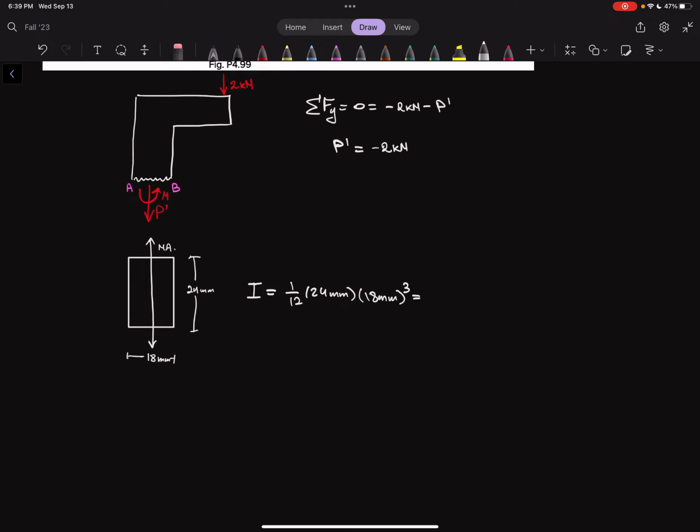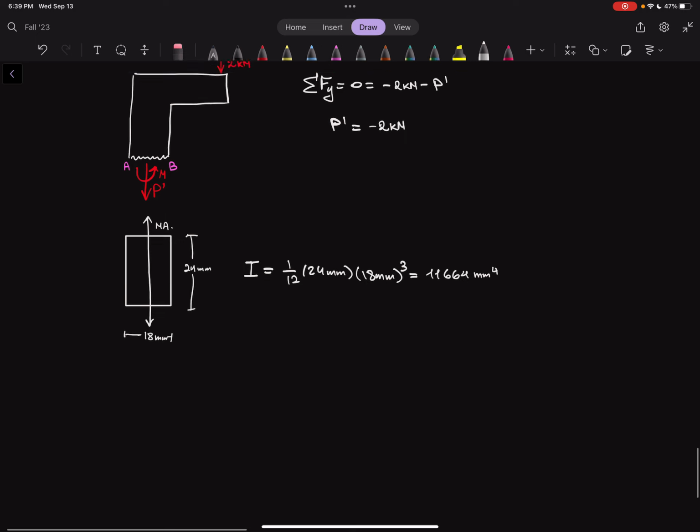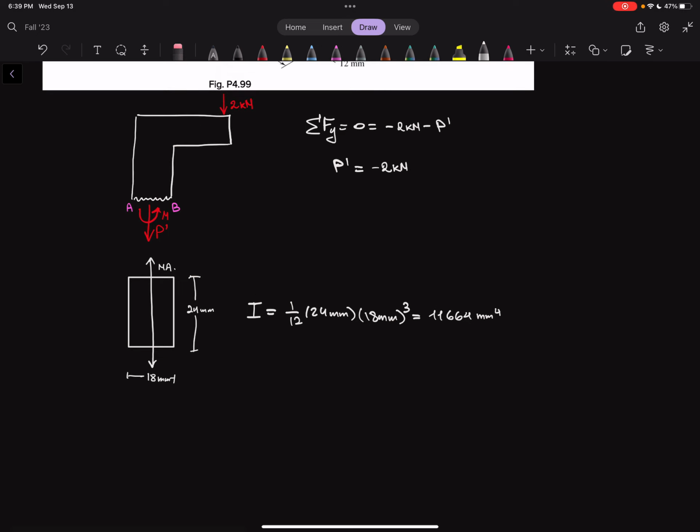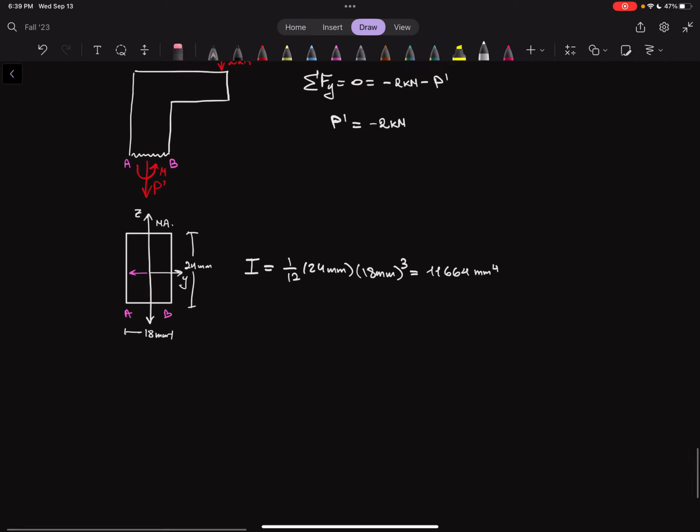So now I'm going to plug it into the calculator. I'm going to get 1 over 12 times 24 times 18 to the third, which is going to be 11664 millimeters to the fourth. And now I realize that this is still my A and this is still my B. So if I'm going this way, and this is my y-axis, and this is my z-axis, then if I'm going that way, it's going to be a negative 9 millimeters.